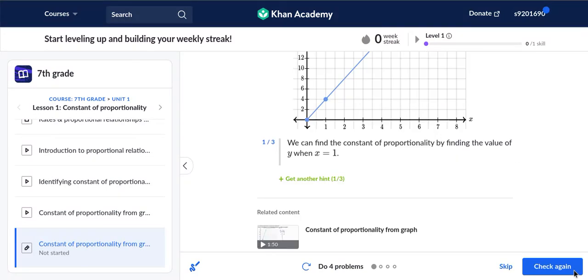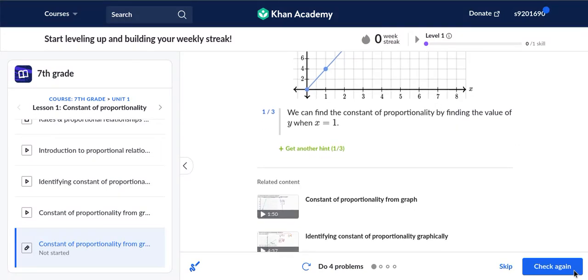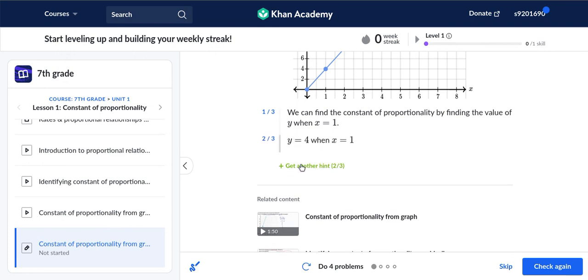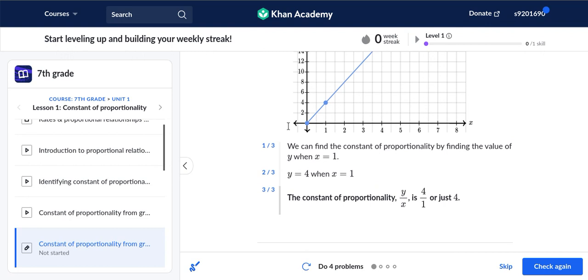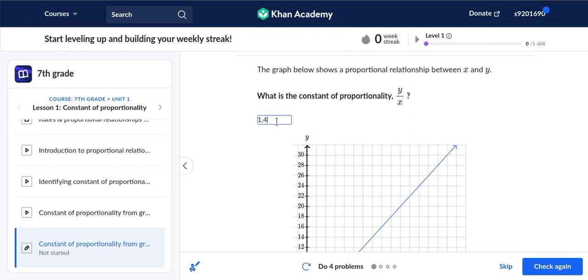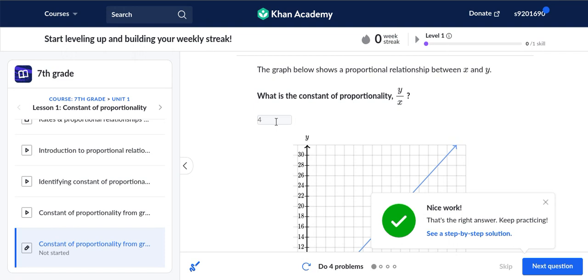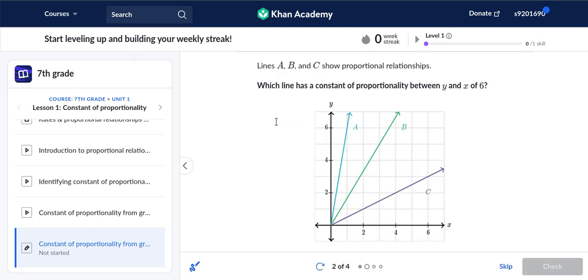We're gonna show the steps if anybody else got it wrong. It says we can find the constant of proportionality by finding the value of y when x equals 1. y equals 4 when x equals 1. The constant of proportionality is 4/1, or just 4 because it's a whole. We're gonna get 4. Nice work. So if you thought it was 4, then you're goated.